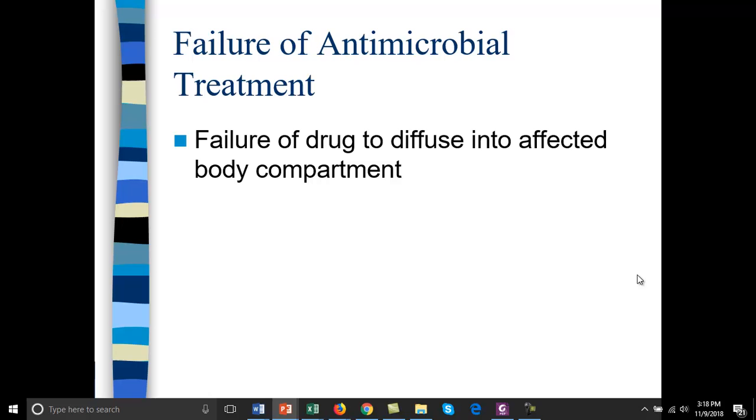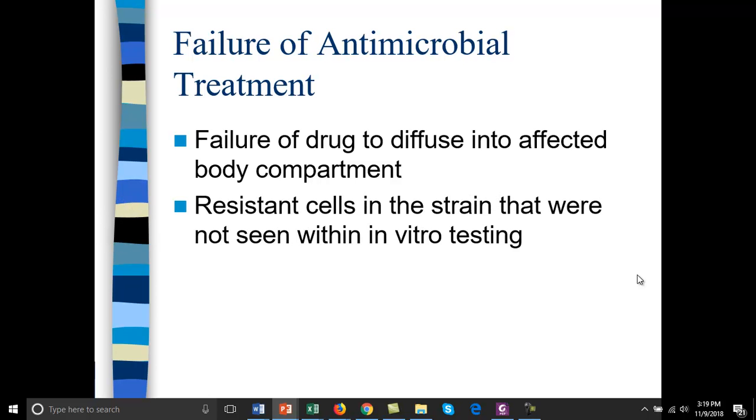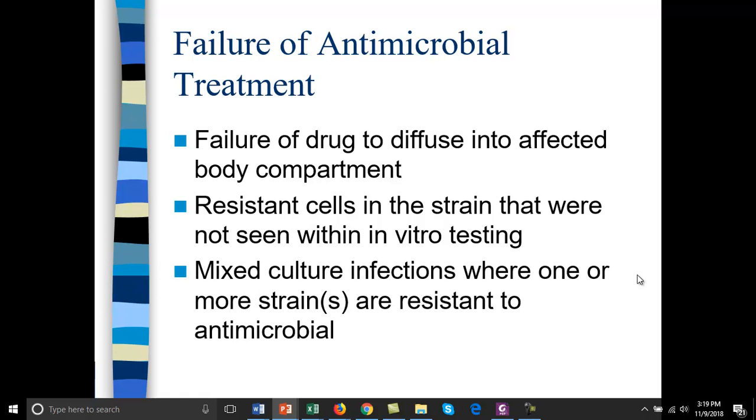Okay, a lot of times antimicrobials will fail. And there are a lot of different reasons for this. Sometimes the drug just doesn't go to the right body compartment, so it has to diffuse into the compartment where the bacteria are located. Sometimes the antibiotic is ineffective against resistant cells, and there are resistant cells that maybe you didn't see in the in vitro testing. And sometimes you'll have a mixed culture infection where a patient is infected by more than one type of bacterium, and so one or more of the strains might be resistant to that particular antibiotic.